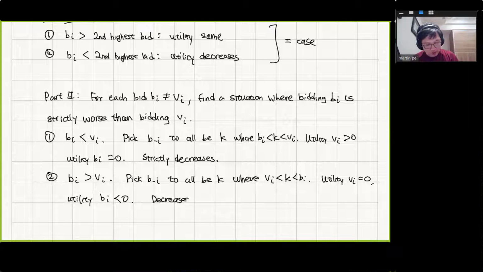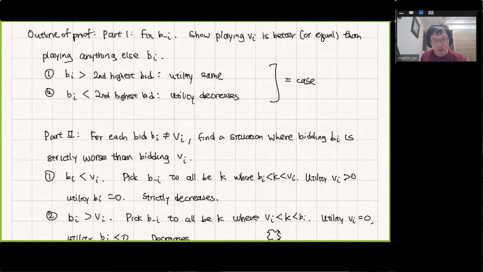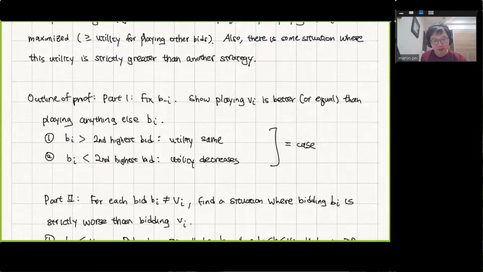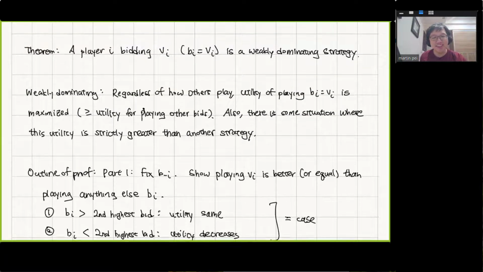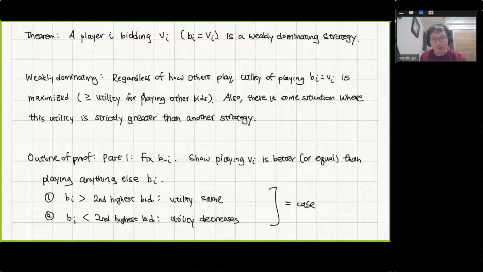And that is how the outline of the proof works. You are trying to show that playing your valuation is always better. It always gives you the maximum possible utility. That is part 1. And in part 2, you need to find some situation where it actually does decrease for any other bids. So that is how you prove weakly dominating. All right, good. Any questions?